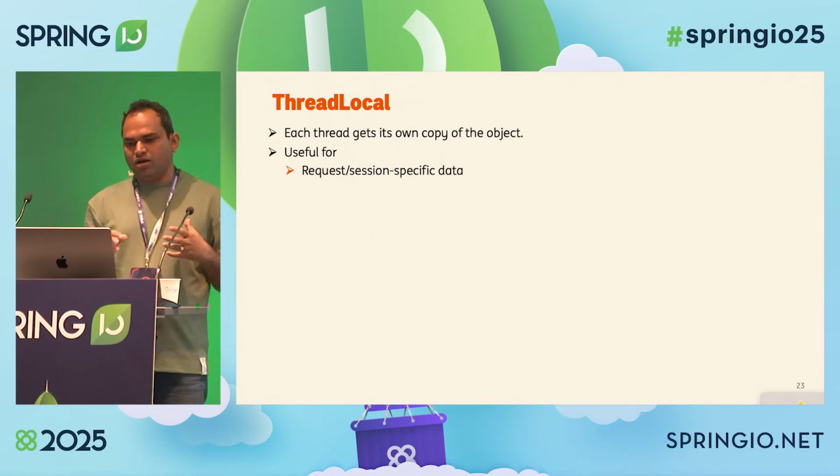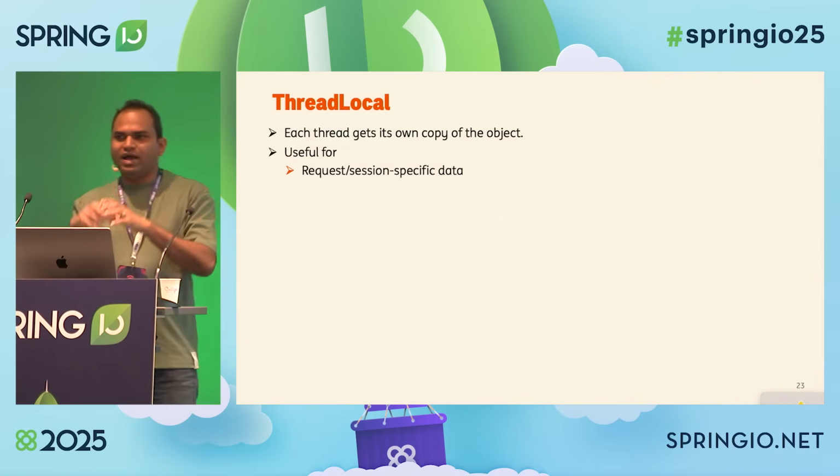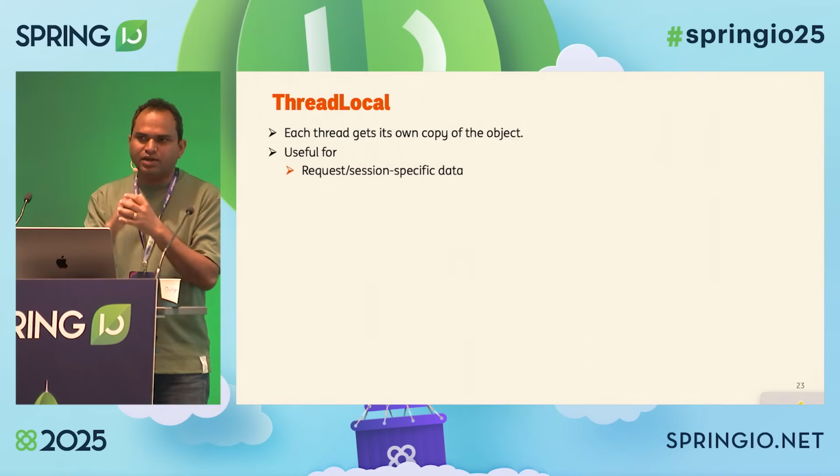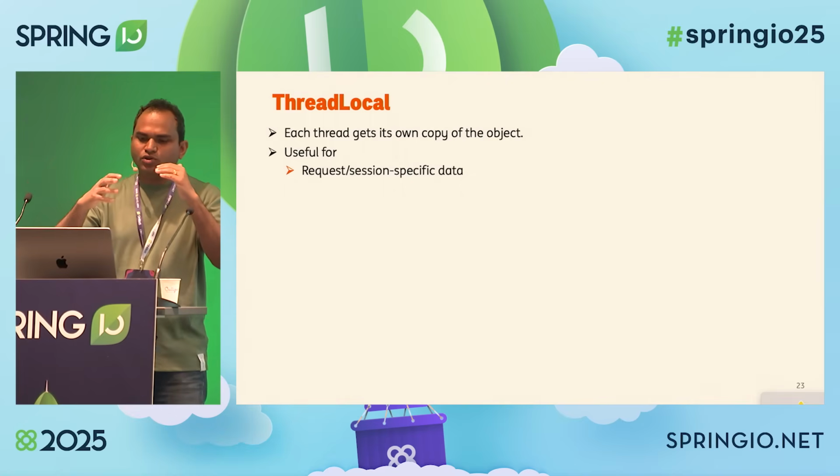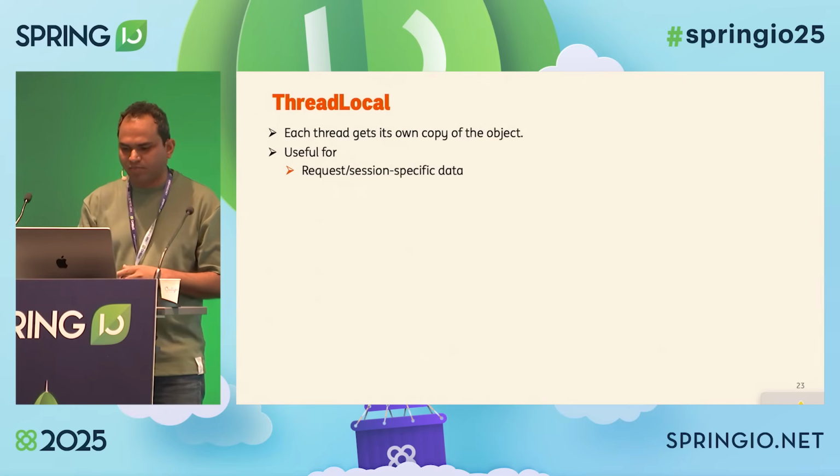For example, request or session specific data. If you have a server which is operating in thread per request model, so every time you send a request, it is creating a new thread, you can use ThreadLocals to store request or session specific data.